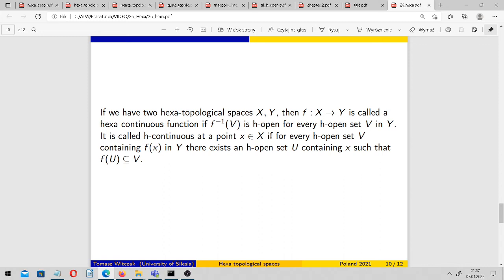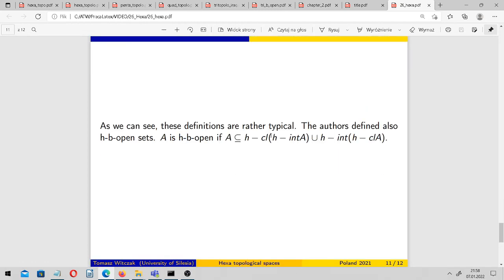And they say that these definitions are equivalent on the ground of hexa topological spaces. As we can see, these definitions are rather typical. The authors defined also HB-open sets, and an HB-open set is defined just as in typical topological spaces, namely in this manner. Of course, hexa closure and hexa interior are defined as respectively the intersection of closed sets in which A is contained, and the union of open sets which are contained in A.